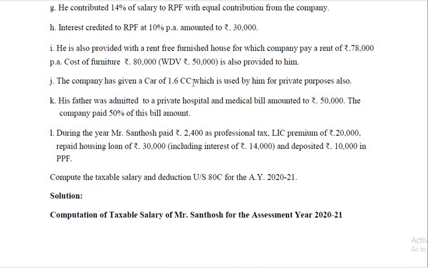His father was admitted to a private hospital and the medical bill amounted to 50,000. The company paid 50% of this bill amount. Whatever amount is given by the employer, that you have to take. That is 50% of 50,000, that means 25,000. The entire 25,000 is the perquisite value.